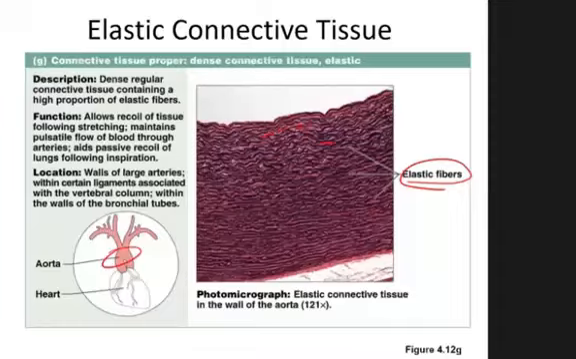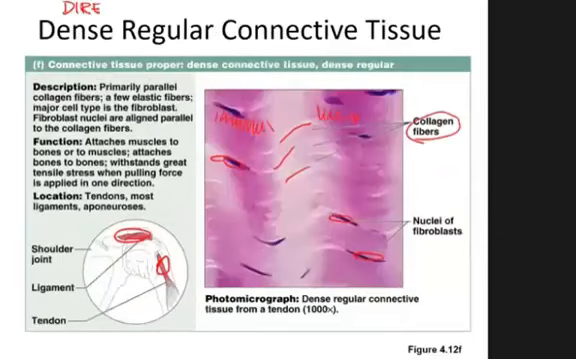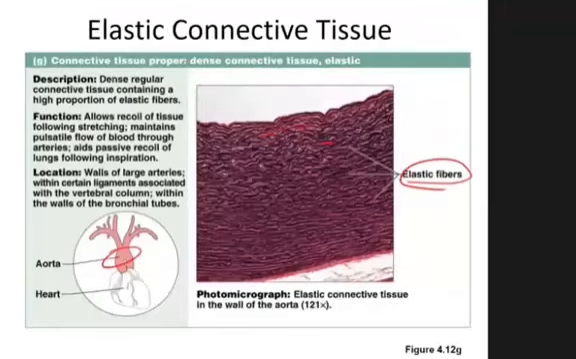Then I've got my dense irregular. It has a lot of collagen in the matrix, but the collagen is not in the same sequence as the other collagen fibers. They are going all over the place. Dense regular is one in which the fibers are going in the same direction. That's what it looks like. They're going in the same direction, and that's the reason why the examples are ligament and tendon. And the last one is dense elastic connective tissue. A lot of elastic fibers, there's still collagen in there, and its location is the aorta.